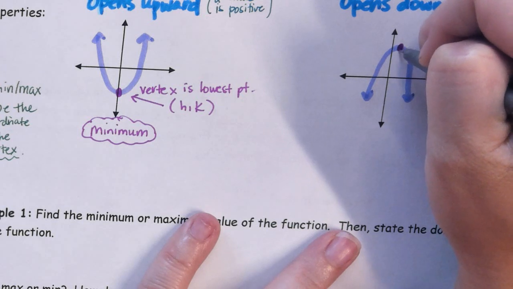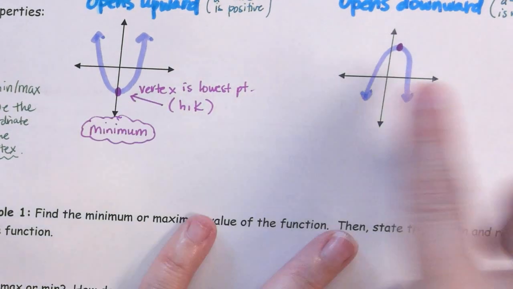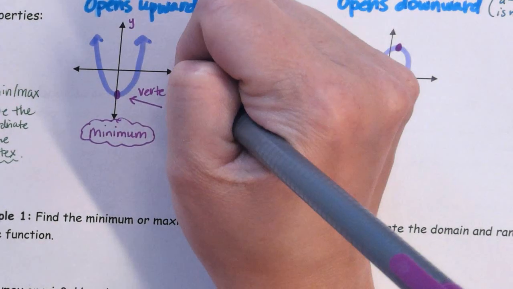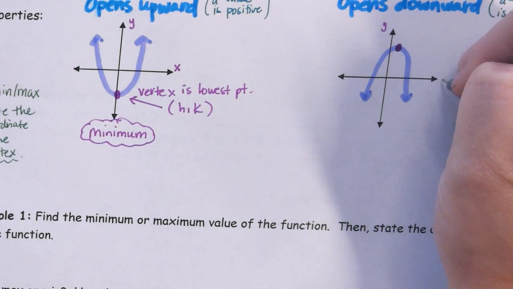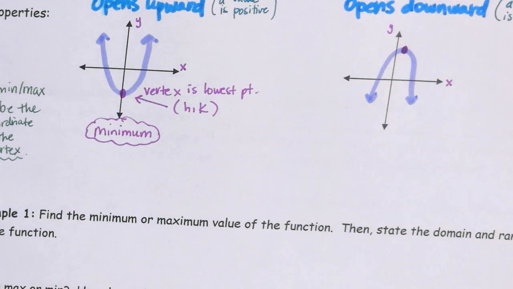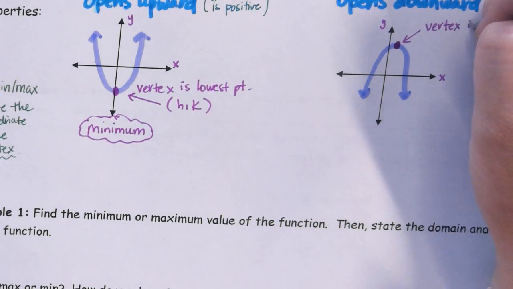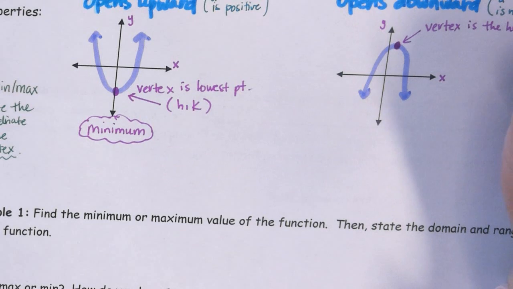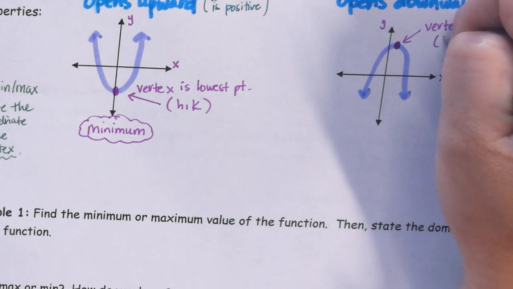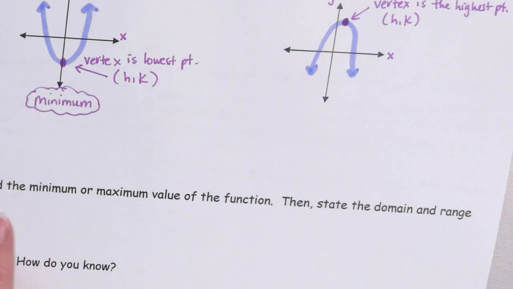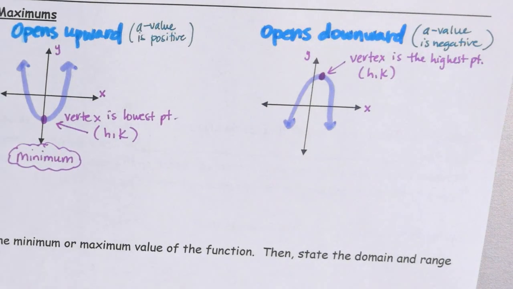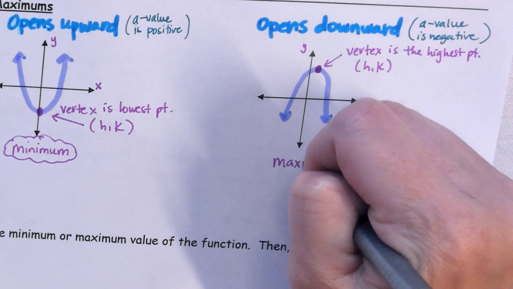And this is where my vertex is here. It's not on the axis. It doesn't always have to be. Sometimes your vertex is the y-intercept, but that doesn't happen all the time. Okay, so here your vertex is your highest point. Okay, and again, it's still your (h, k). All right, so it opens downward because your vertex is the highest point. That means you have what is called a maximum value.